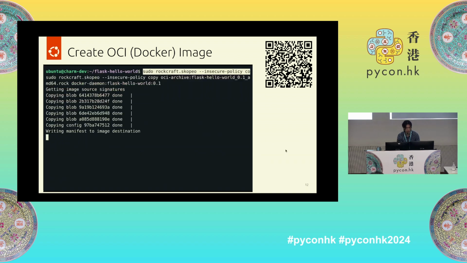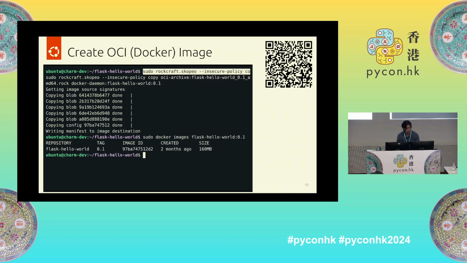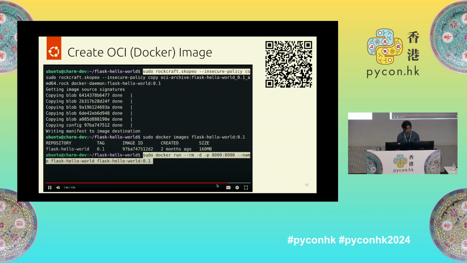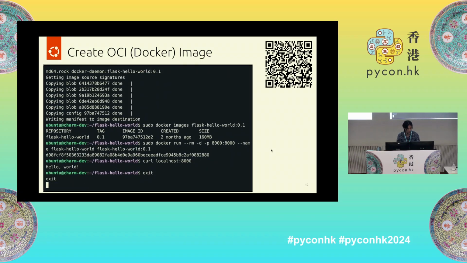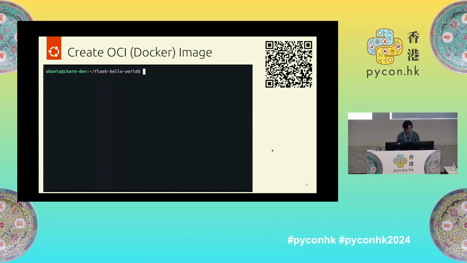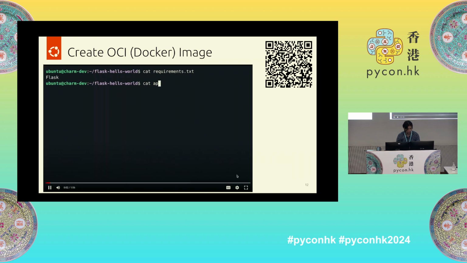So we will do that using Skopeo. So we just uploaded that to our local Docker daemon, and there you go, magic. And if you look at that, we're going to run that, map the ports to 8000, and if we curl it, there you go, we got the hello world. Cool.